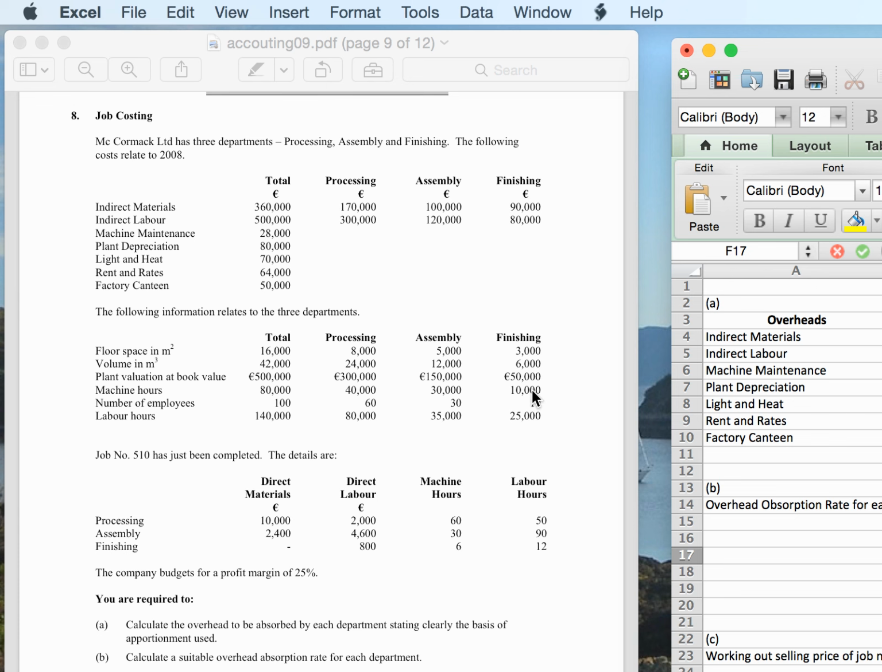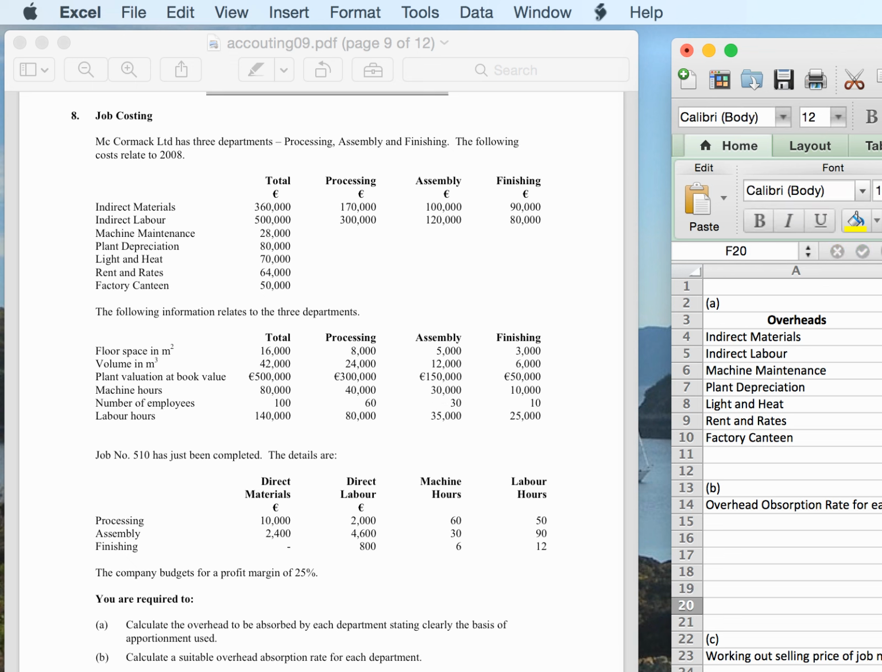And then 10,000. So the rate then is going to be 634, which is the overheads, divided by the hours, and that's per labour hour. This one here then is the overheads divided by the total number of machine hours, which we said over here was 30. That gives us that figure there, and that's per machine hour. And then the overheads divided by the total number of machine hours is that.